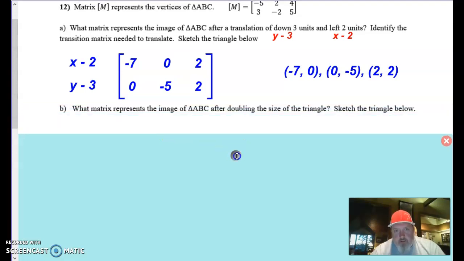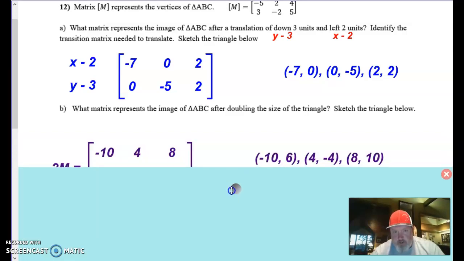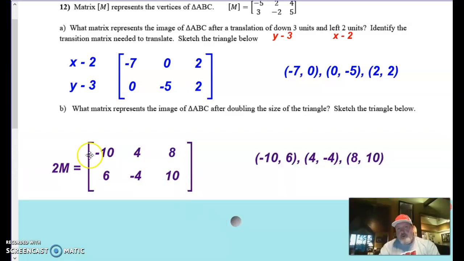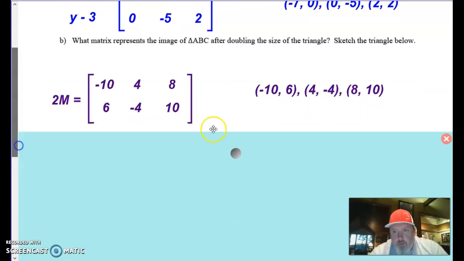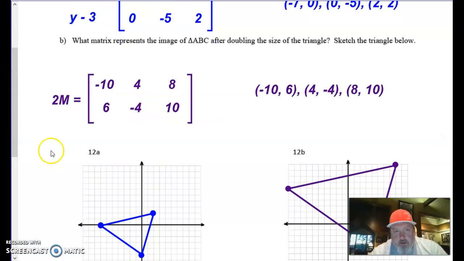And then 12b, it says what matrix represents the image after doubling the size of the triangle. And so what we're going to do is we're going to take our original matrix up here, and I multiplied every single one of those numbers by 2, and that gives me this result. So again, here's my XY coordinates that you see right there. And now that I have my 3 points for 12A and 12B, we will graph them accordingly down here.